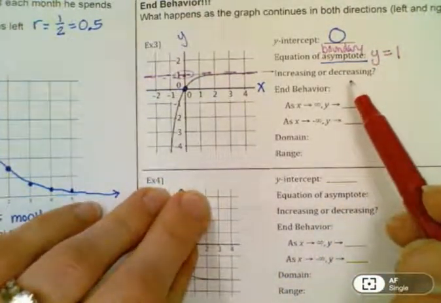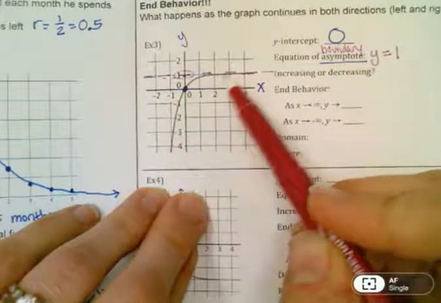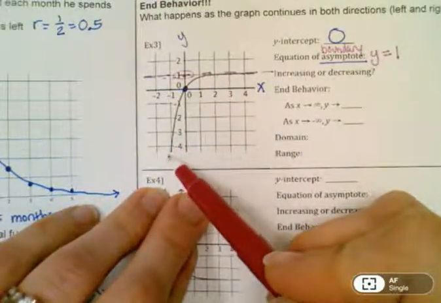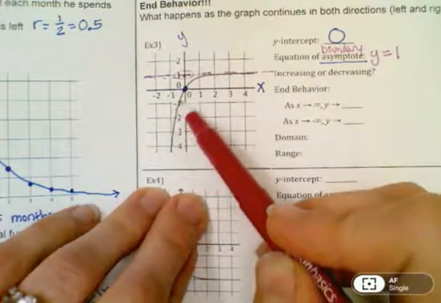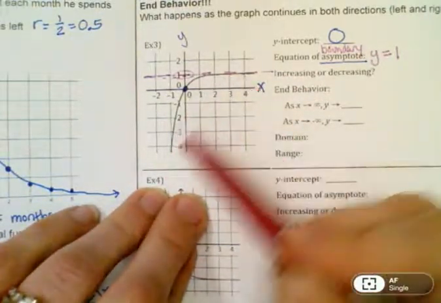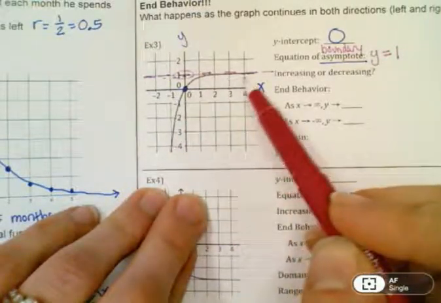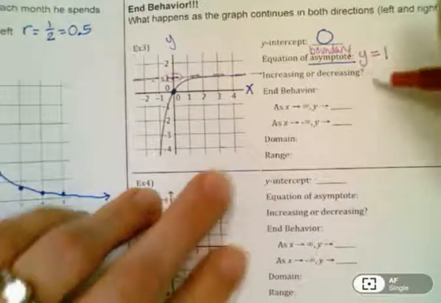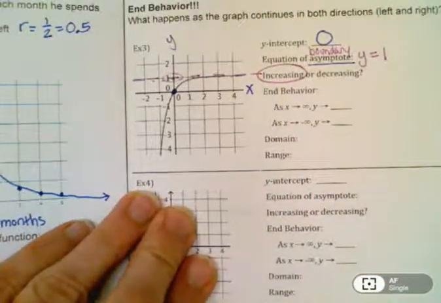Increasing or decreasing, so that's just asking as we travel along our graph. Just like with lines, we read exponential functions left to right. So as we go from left to right, is it going up or is it going down? And I hope you can see here that it's going up. It eventually levels off, but it actually keeps going up. So this is increasing. Increasing means going up.